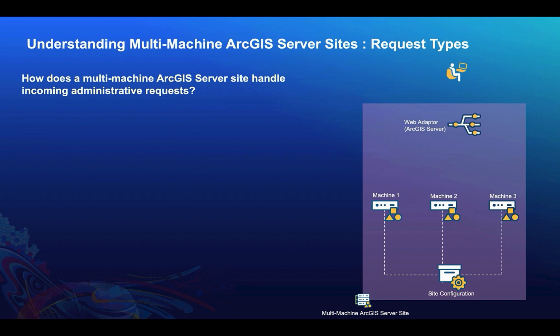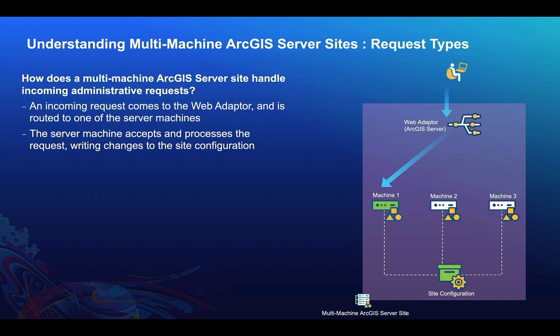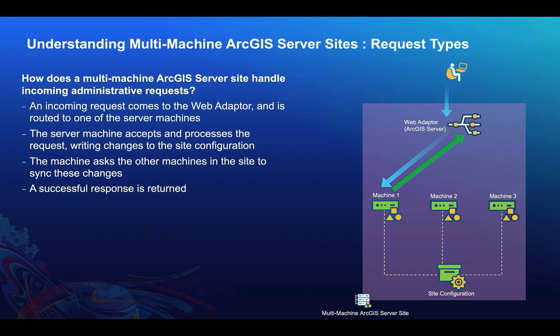Next, administrative requests. An incoming request comes in through the web adapter. It is then routed to one of the machines in the site, in this case machine 1, like before in service requests. The server machine accepts the request, and as part of this publishing or administration workflow, it will update the site configuration with the changes. Once this is done, the other machines are notified to pick up the changes that have happened. This is different from regular service requests because you're making a site configuration change as part of any publishing or administration workflow. The other machines sync up with the updates and the original machine responds back with a success.